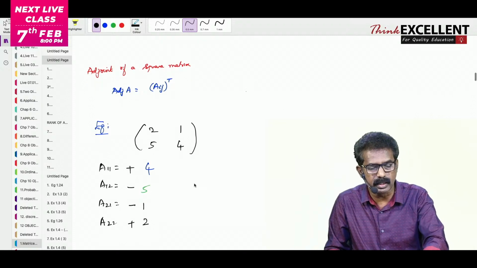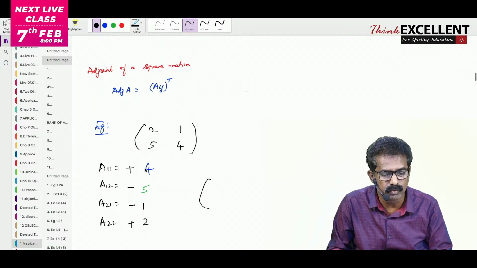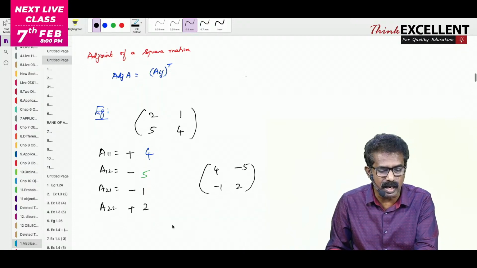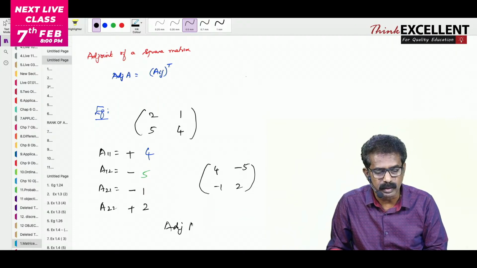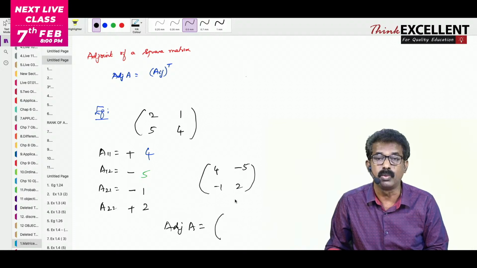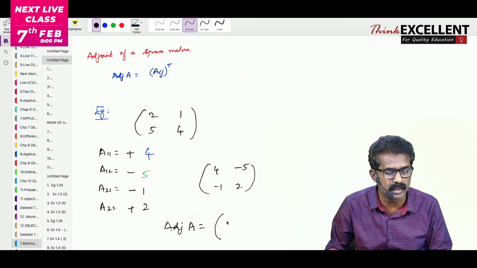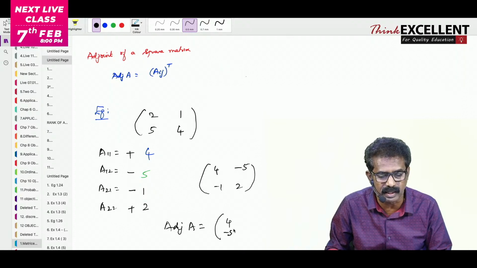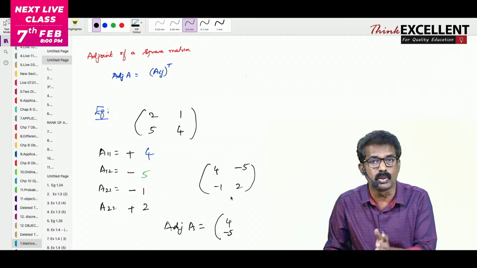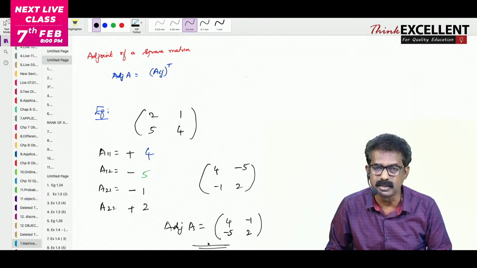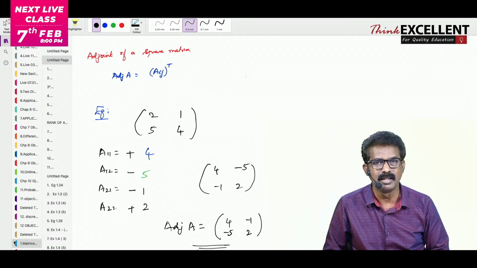Then how can you write the cofactor matrix? Aij: 4, minus 5, minus 1, 2. This is called cofactor matrix. Now adjoint. Adjoint of A is equal to the transpose of this. So first row, you write it as first column. First row is 4, minus 5. Second row, you write it as second column. Minus 1, 2.